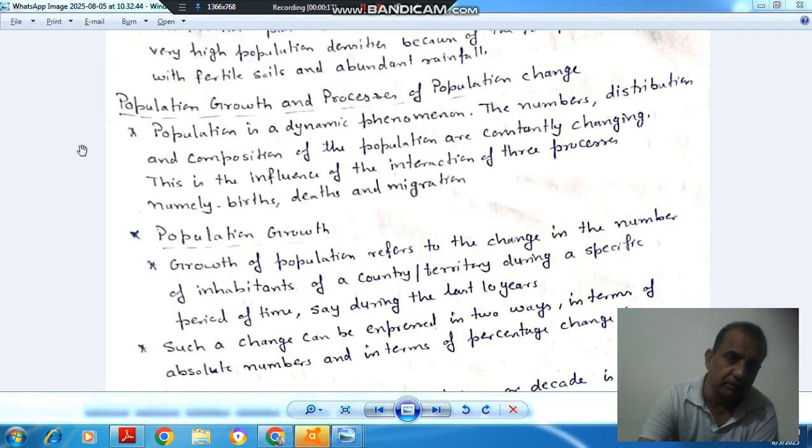The next topic is population growth and processes of population change. So this is the theoretical part and I will just read it out. There is nothing to explain.